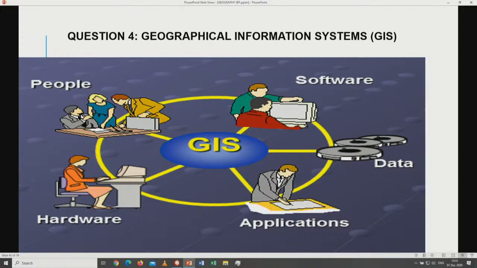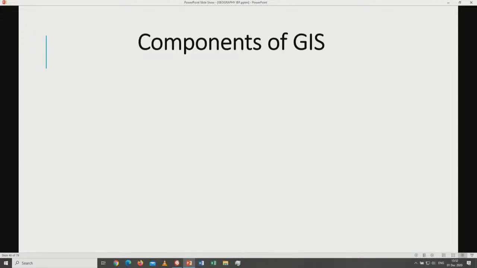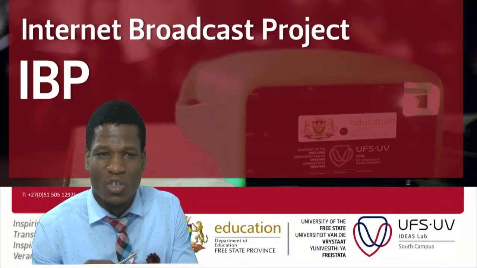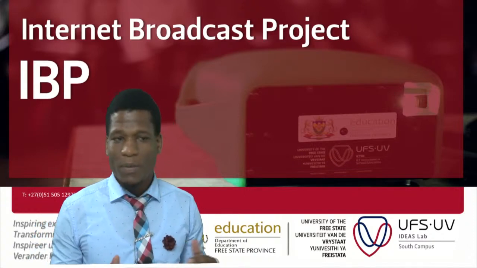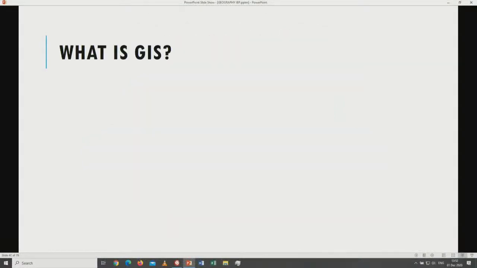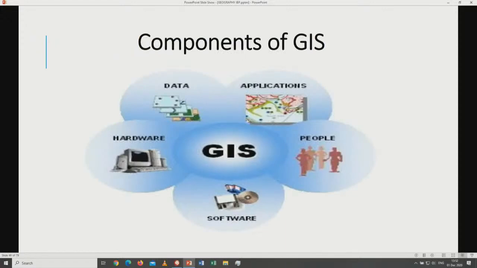Now, when you look at this picture in front of you, these are the components of GIS. You have your software, your data, people, hardware, and applications. Grade 12, you must follow me closely with this one. I'm going to make sure that you understand the concept of geographical information system as quickly as possible. First of all, when we speak about GIS, we look at its components first, because the definition of GIS has to do with the components. It doesn't matter how you put them, as long as you know your components of GIS, grade 12.